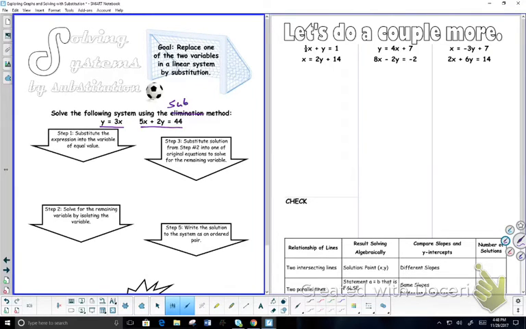Not sure why it says elimination there. Nobody noticed it for 2 days now. Anyway, we're going to actually use substitution.